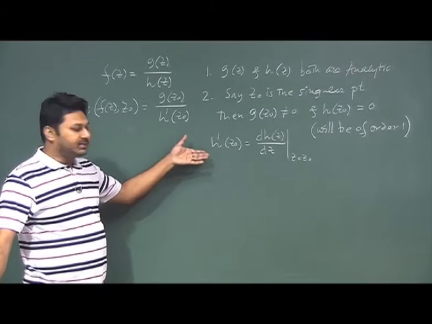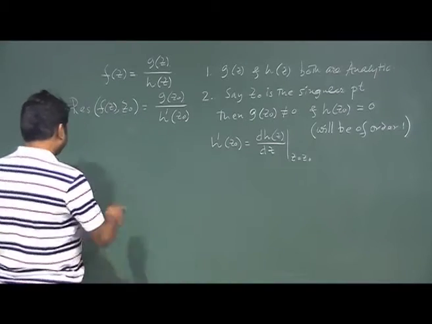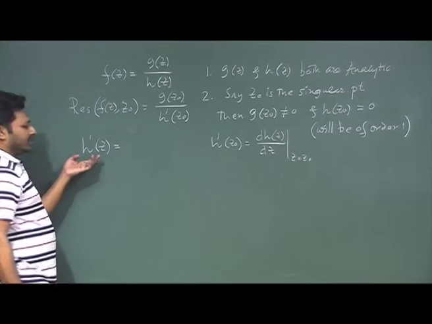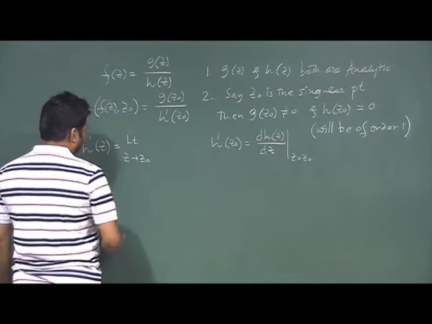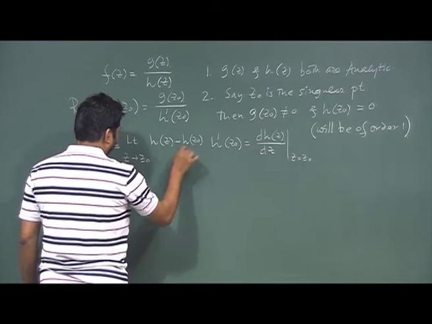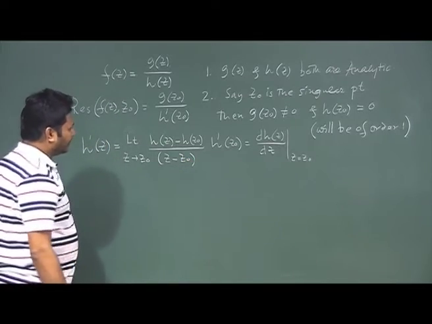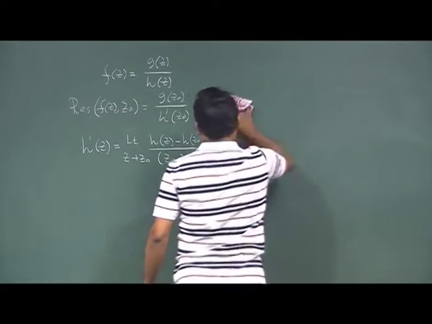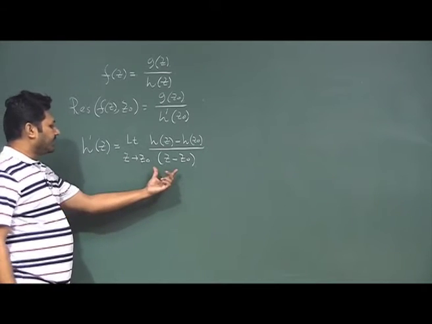But before that, we need to show that this is the correct thing. So how to prove that? In order to prove it, let me first define how h'(z_0) is given. It is the limit as z tends to z_0 of (h(z) - h(z_0)) divided by (z - z_0). So this is the limit. Let me erase this part also so that I have the place to write something. So this is the derivative I can write in this form.